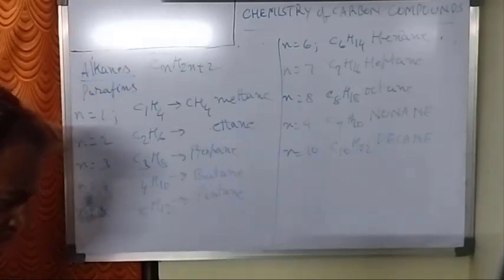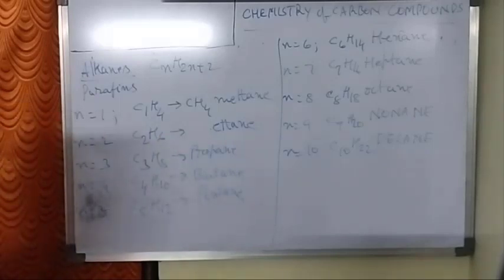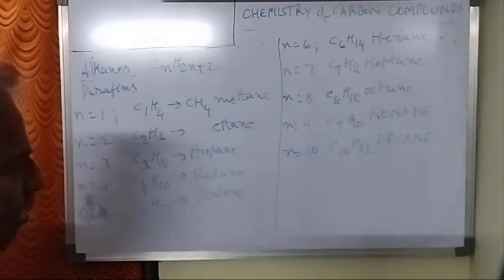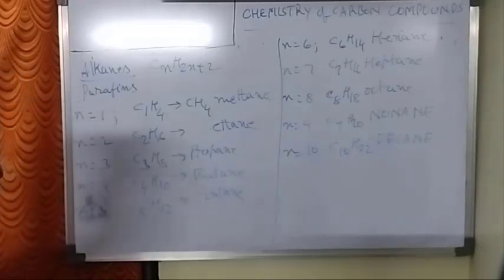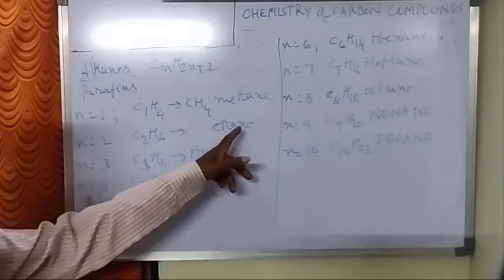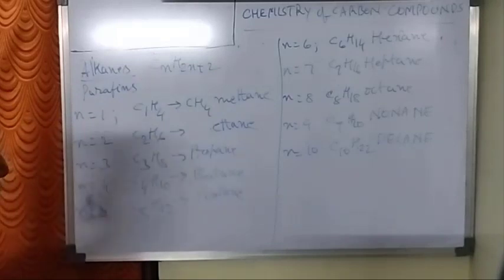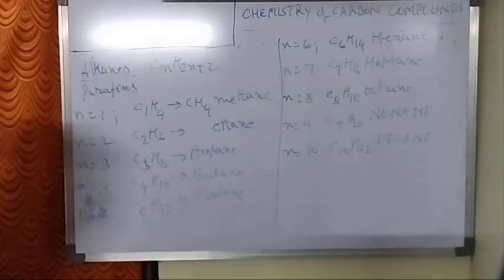If you are able to remember and write the names of these 10 alkanes, all other names you can write very easily. Alkenes and alkynes names also you can write easily, because the only difference is the suffix. For alkenes, ene comes as suffix. For alkynes, yne comes as a suffix. Whereas for alkanes, ane comes as a suffix. So these are the 10 alkanes. Read these 10 alkanes, remember them and practice the names.